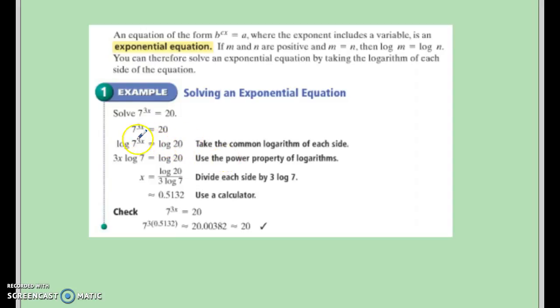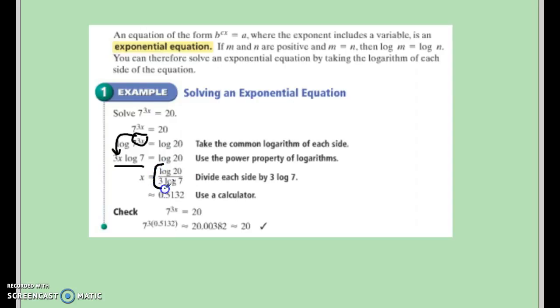I use my power property, because I've got this exponent and I don't want an exponent right here, so I pull that down out front. So I have 3x log of 7 equals log of 20. And remember, I'm trying to solve for x, so I want to get x all by itself. So I know that I'm multiplying a couple of things times x, so I divide both sides by what I'm multiplying by. So I'm dividing by that 3, and I divide by the log of 7. So I end up with log of 20 divided by 3 log of 7.